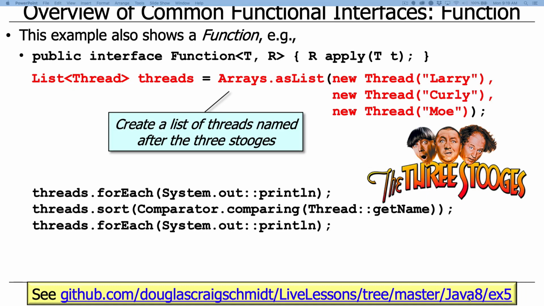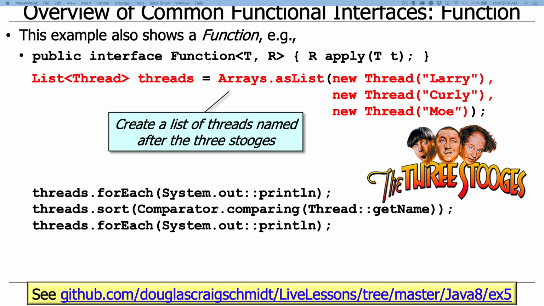Here's another example, perhaps a more powerful example of a function. And this one, again, is going to be in the context of our Three Stooges. It's the EX5 folder. Here we're going to create a list of threads where each thread we give a name: Larry, Curly, and Moe. So we have a list of threads, and then we're going to print out the threads. The first time we print it out, it'll say Larry, Curly, Moe. But then we want to sort these things by their name.